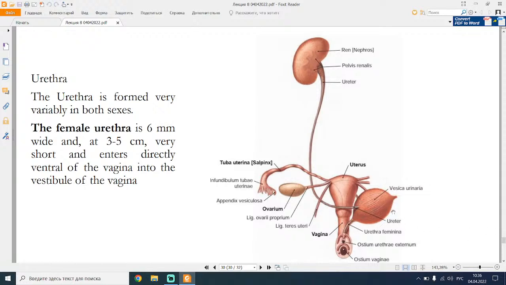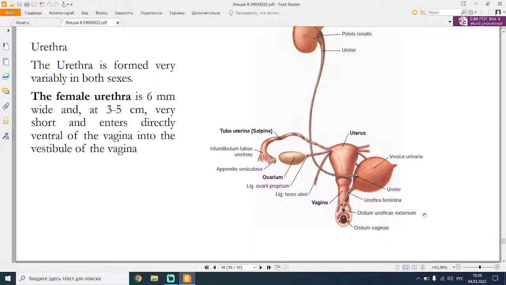This is, you see, vesica urinaria. This is urethra feminina, female urethra. This is the ureter. You see the ureter. This is the third part of the ureter, pars intramuralis.